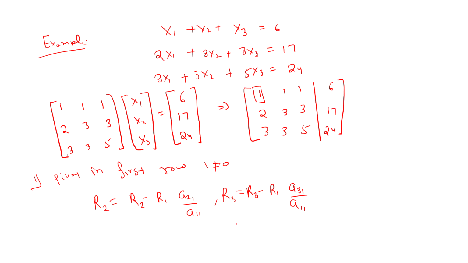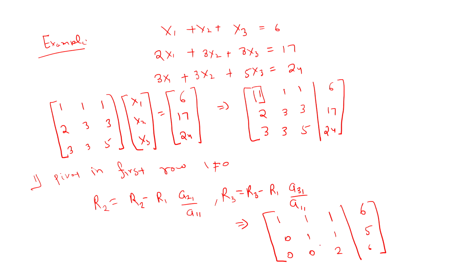So if I apply these row operations, then my matrix system will become A. This is 1 1 1, 0 0, and this becomes 1, this becomes 1, this becomes 0, and this becomes 2, and this becomes 6, this becomes 5, and this becomes 6. So this is my system.